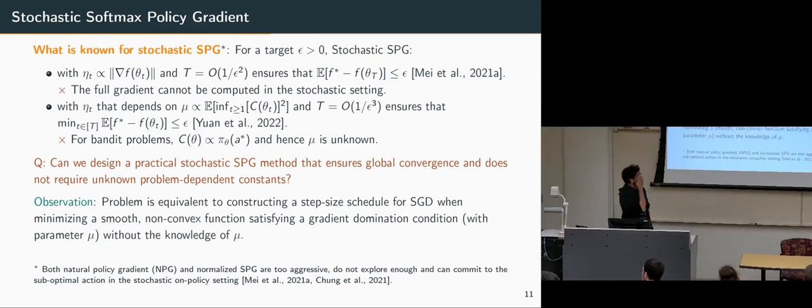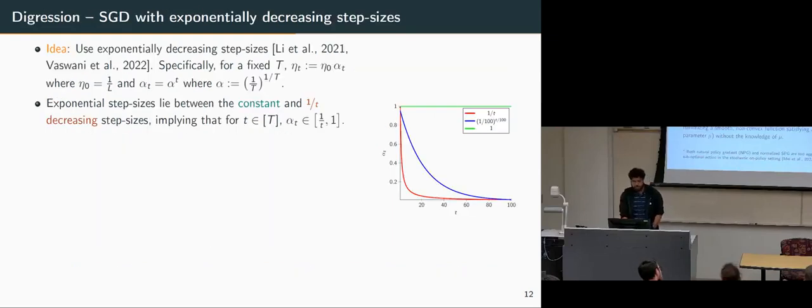Okay? So the observation is that what we want is actually equivalent to constructing a step size schedule for SGD when minimizing a smooth non-convex function satisfying some particular gradient domination condition, but you cannot use the knowledge of mu. Okay, so mu is pi a star, you cannot use the knowledge of mu, and now the observation is that this is the equivalent problem. Okay, so how do we solve this?